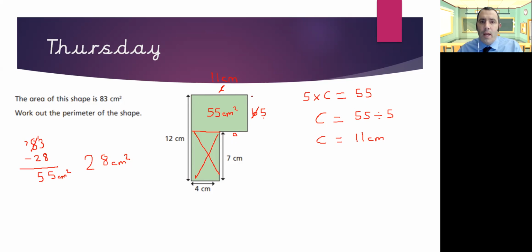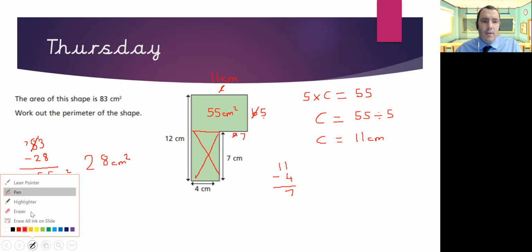Now I've still got A to work out, but I can do that now. I know the length from here to here is 11 centimeters and I've got 4 centimeters. So I can work out what goes in for A. So I can do 11 take away 4, which will leave me with 7. So A, I can now replace with 7 centimeters. Now I've done the tricky bit. I've found all my numbers. All I need to do is add them together.